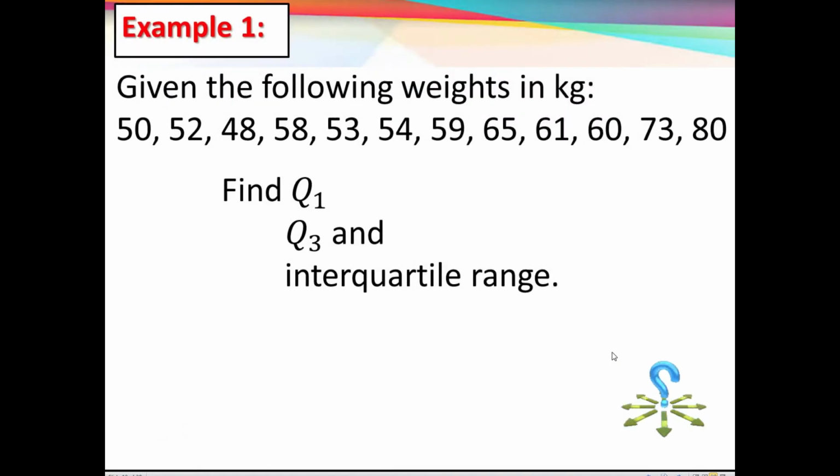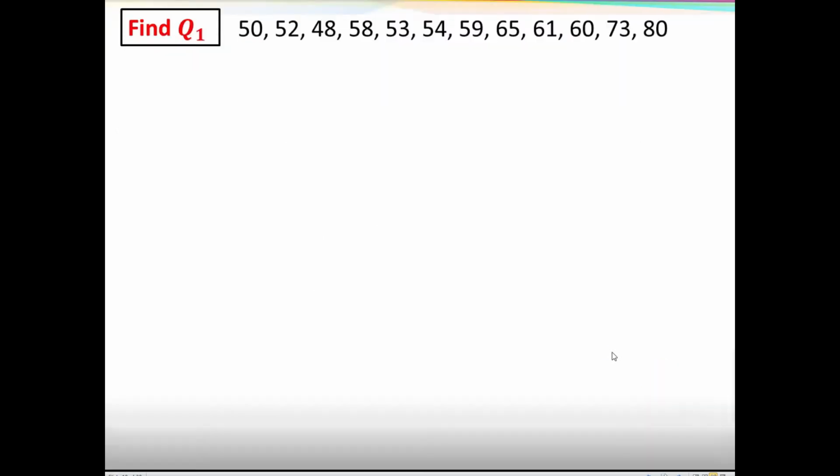Example number 1. Given the following weights in kilograms: 50, 52, 48, 58, 53, 54, 59, 65, 61, 60, 73, 80, find Q sub 1 or the lower quartile, Q sub 3 or the upper quartile, and the interquartile range. So let's copy our given. Let's first find Q sub 1.